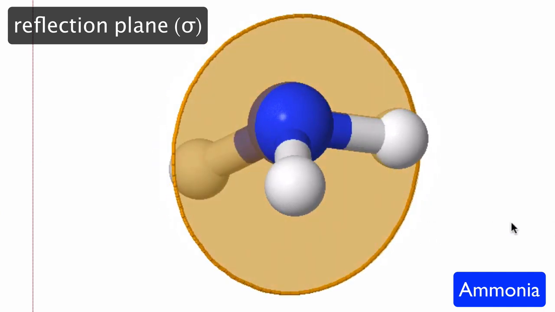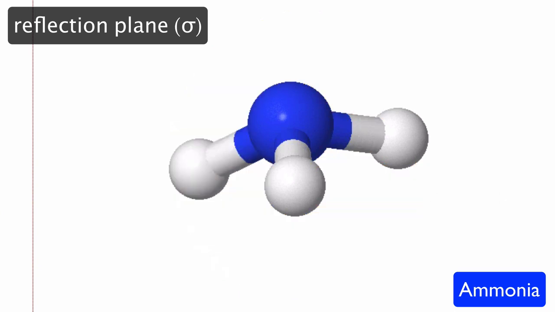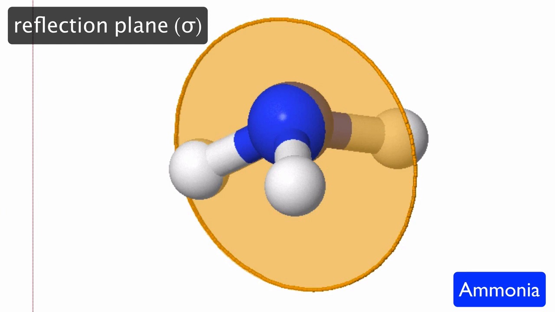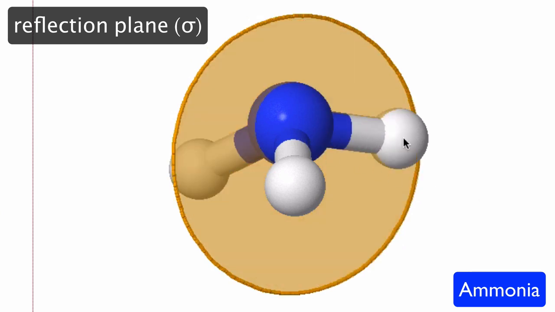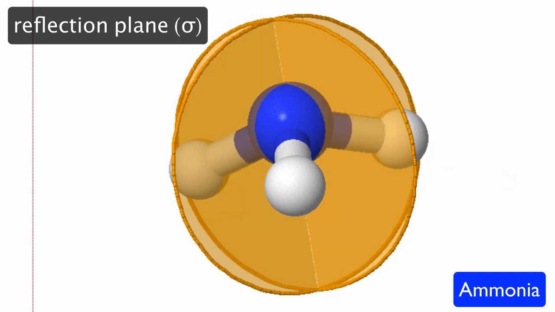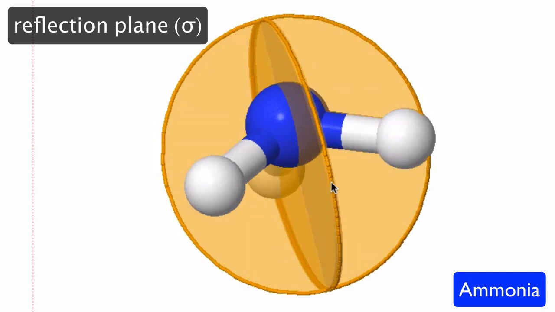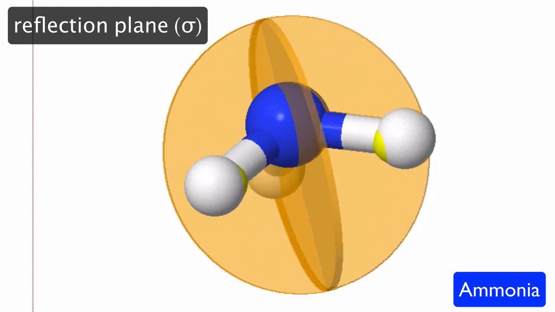Let's see if I can do that again from here. I'll reflect through that plane. There we go. You see, this one at the front and this one at the back swap positions, but in the end result the molecule looks exactly the same as when we started. There's a second plane, another vertical plane. This time, our first one was coming through that nitrogen-hydrogen bond. The next one is coming through the next hydrogen-nitrogen bond, and we can reflect through that there.